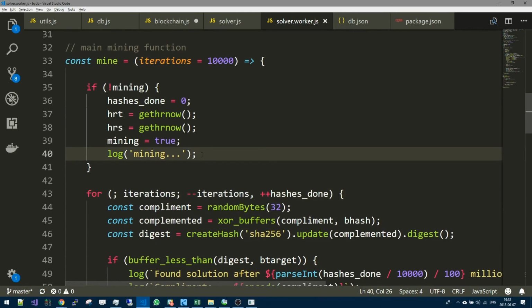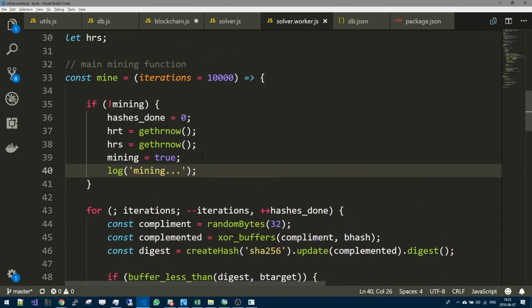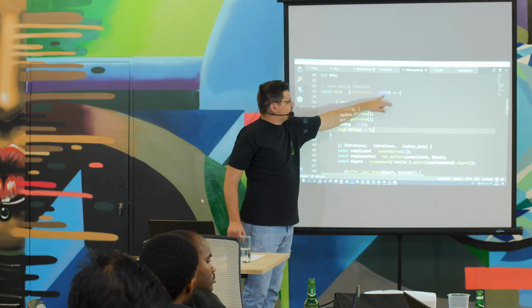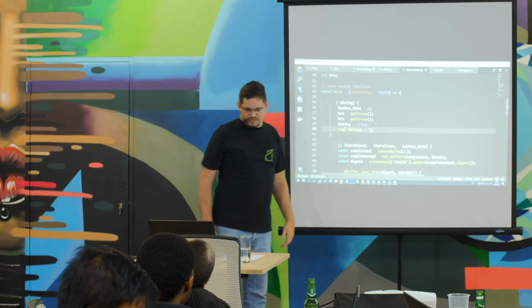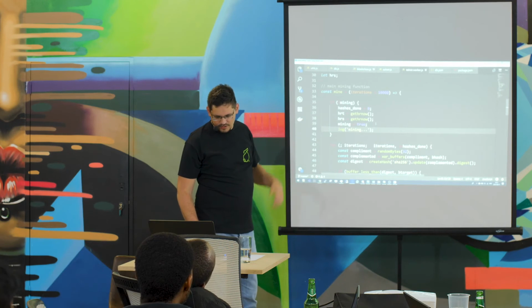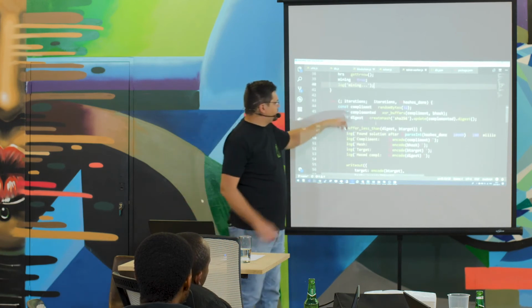It logs stuff the whole time. And so basically this is what it does. It goes for a certain number of iterations and then it prints a message. That's all we've got there. And so as you expect, we've got a for loop.